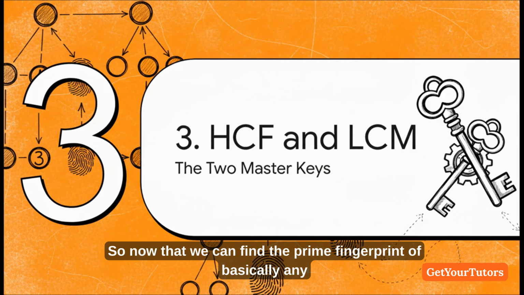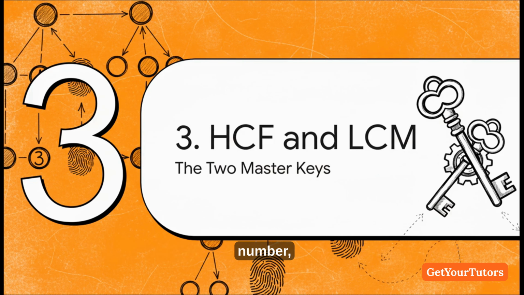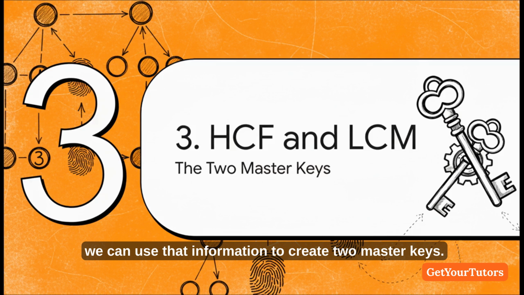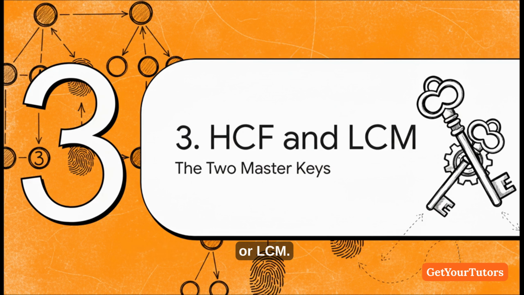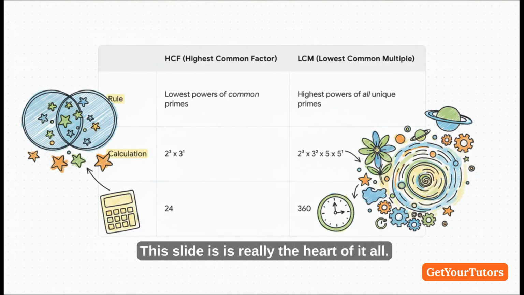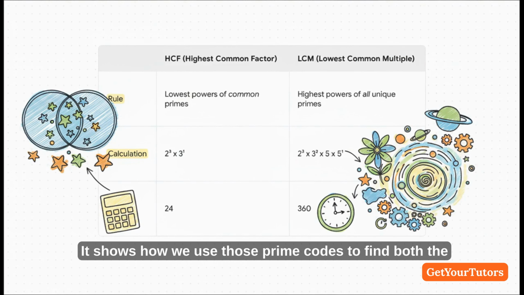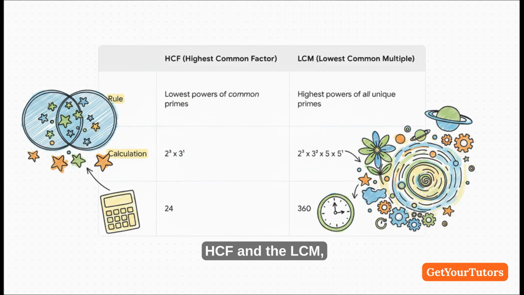So now that we can find the prime fingerprint of basically any number, we can use that information to create two master keys. These are going to be the highest common factor, or HCF, and the lowest common multiple, or LCM. This slide is really the heart of it all. It shows how we use those prime codes to find both the HCF and the LCM, using 72 and 120 as our example. Let's start with HCF. Now pay close attention to the rule.